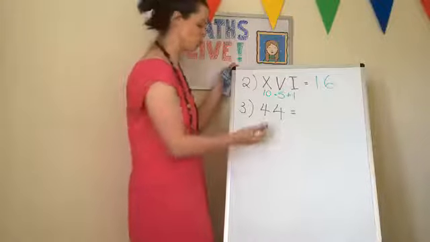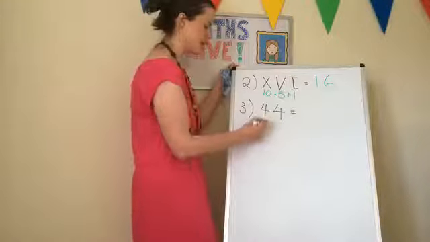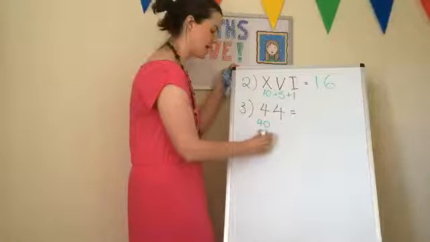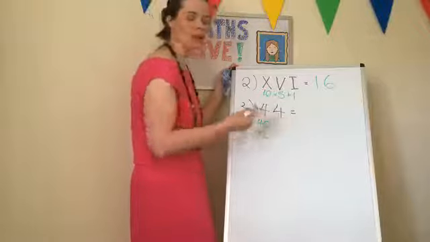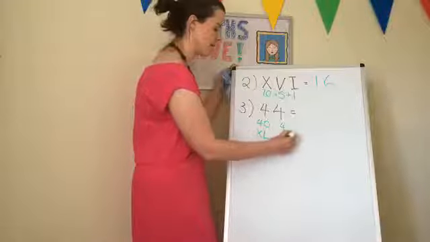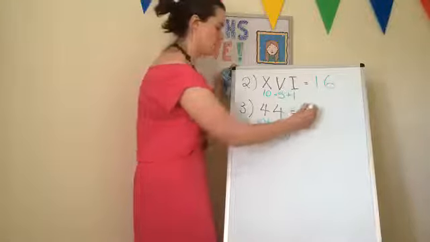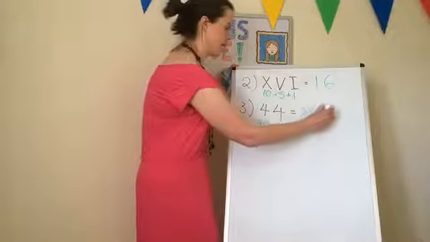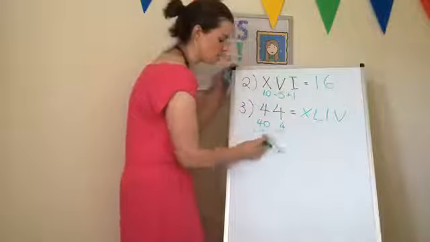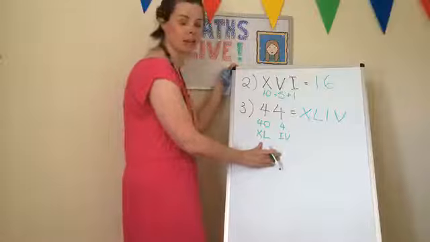40. As I just told you before, 40 is 10 less than 50. So that's XL. And then 4 is 1 less than 5. So that's IV. So the answer is XLIV. You don't have to just write it straight down there. You can do some working out underneath.